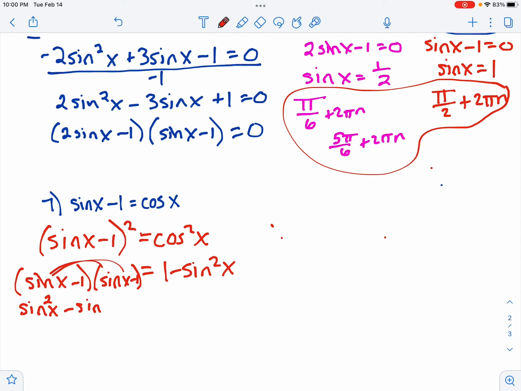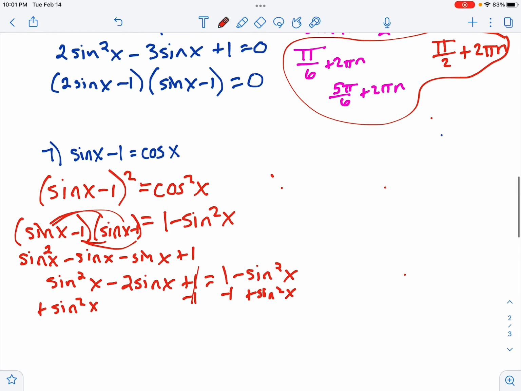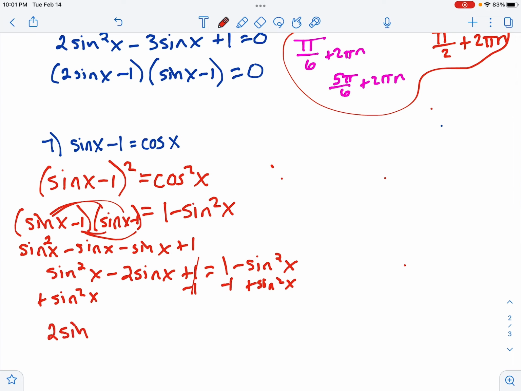Let's see. Minus sine x minus sine x plus 1. So sine squared x minus 2 sine x plus 1 equals 1 minus sine squared x. Whew. Now we need to get everything on one side. So when I subtract that 1, those 1's cancel. Now I'm going to add sine squared x, which leaves me with 2 sine squared x minus 2 sine x equals 0.